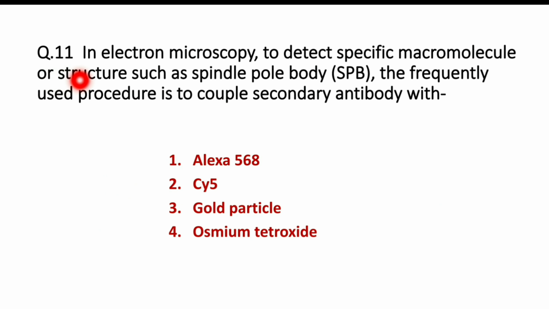Question number 11. In electron microscopy, to detect a specific macromolecule or structure such as the spindle pole body or SPB, the frequently used procedure is to couple the secondary antibody with. The options are Alexa 568, Cy5, gold particle or osmium tetroxide. The right answer is option 3, gold particle.